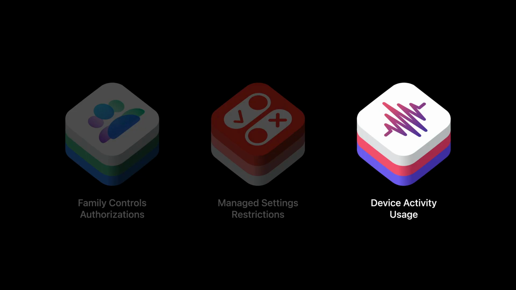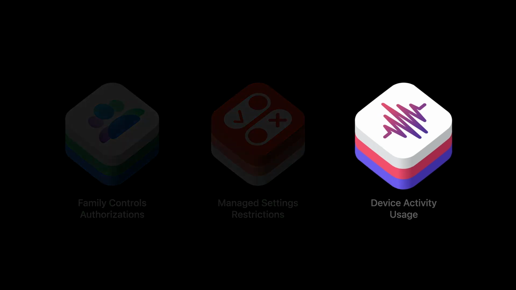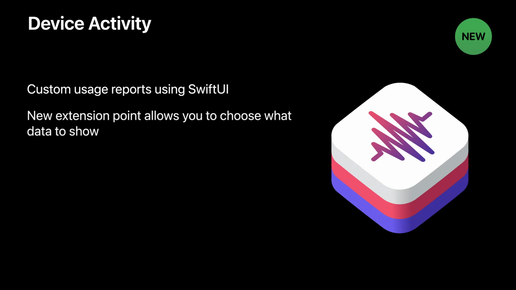We've also added a very exciting feature to the device activity framework. In iOS 15, device activity allowed your app to respond to the start and end of timing windows, as well as usage thresholds for apps and websites. In iOS 16, device activity has a new reporting service which enables your app to create completely custom usage reports using SwiftUI. The usage data is provided to a new extension point where you can customize which data is shown to the user, as well as how it's rendered on screen.